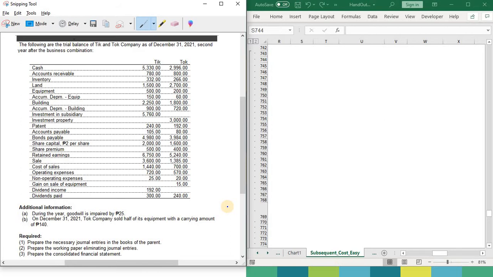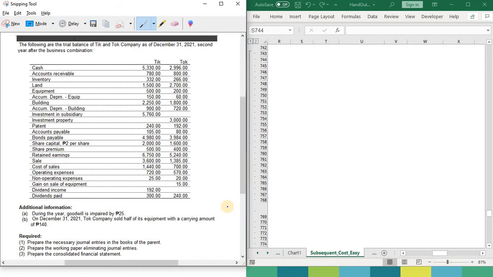So, in the preparation of the consolidated financial statements 2 years after the acquisition date, again, just like I have said in the previous video, all eliminating entries that were prepared since the time of acquisition date will be repeated every year. Which means that the eliminating entries that we prepared at acquisition date and on December 31, 2020 will be repeated on December 31, 2021.